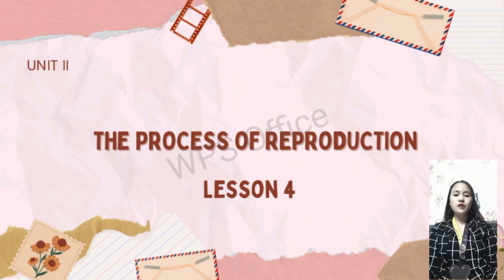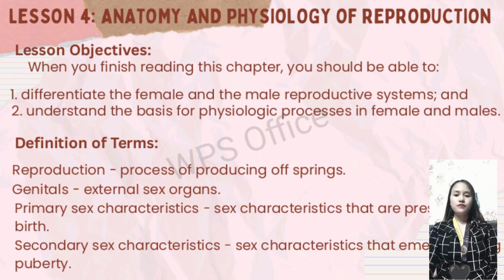The process of reproduction. Lesson 4. Reproduction is the biological process by which new individual organisms or offspring are produced from their parents. There are two main types of reproduction. First is sexual reproduction. Second, asexual reproduction.